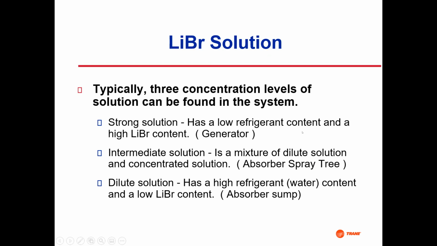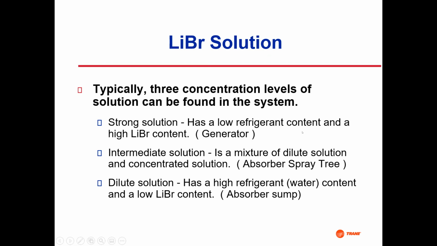So some definitions in terms of the lithium bromide solution. Typically 3 concentration levels of solution can be found in the system. First is strong solution. It's strong in terms of the concentration of lithium bromide, which means it has a low water or refrigerant content. That's in the generator, where we're boiling off that refrigerant, so that's where we drive up the concentration of lithium bromide. Intermediate solution is a mixture of dilute solution and concentrated solution. We'll see that in a second.